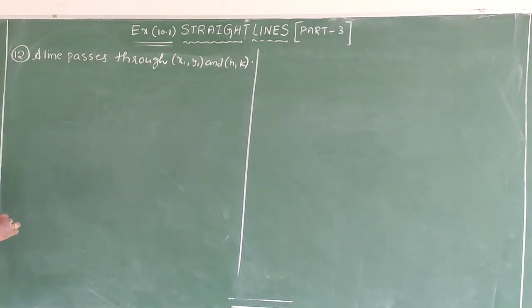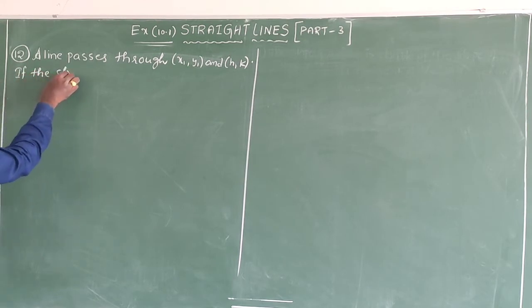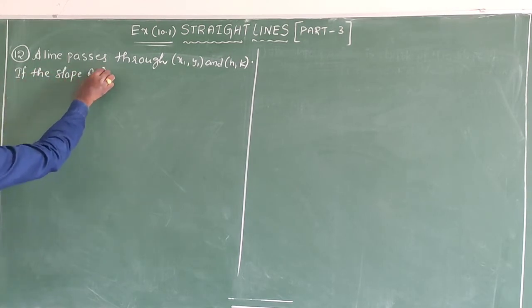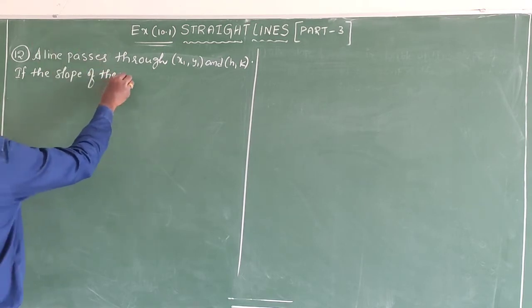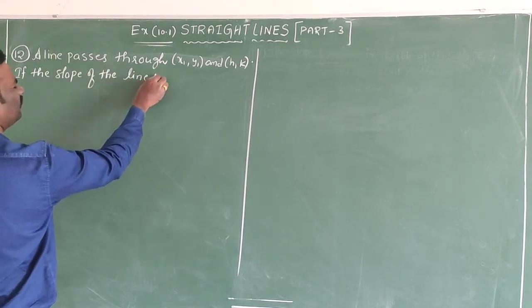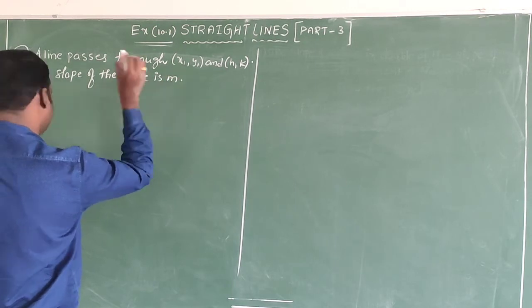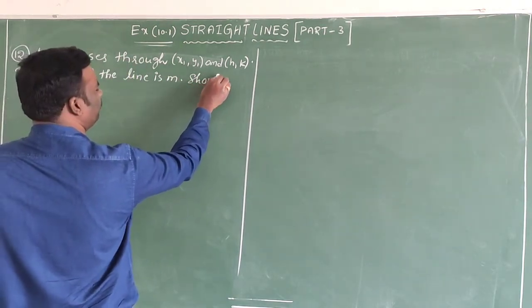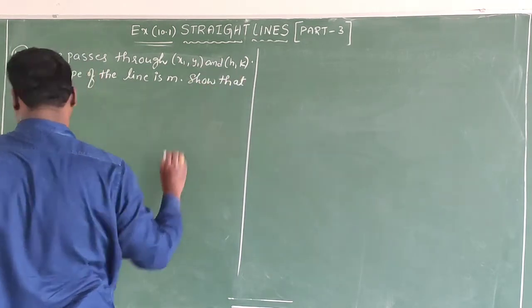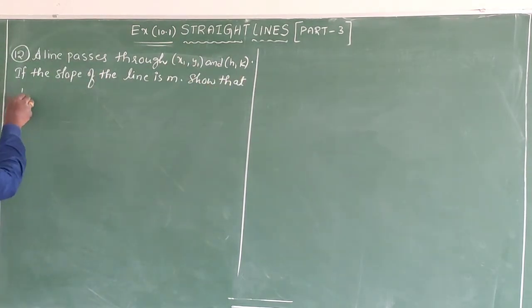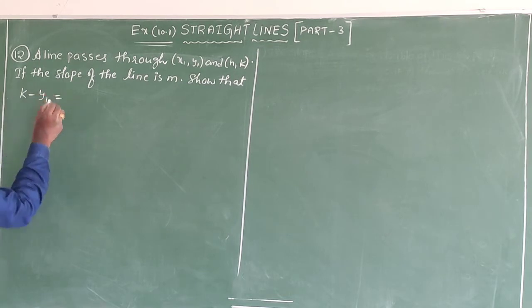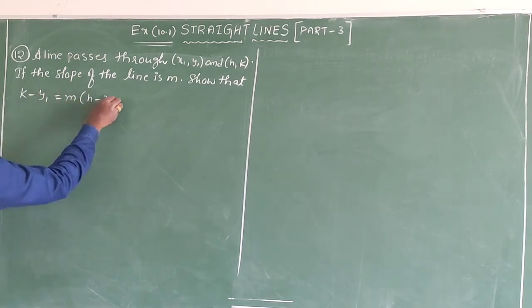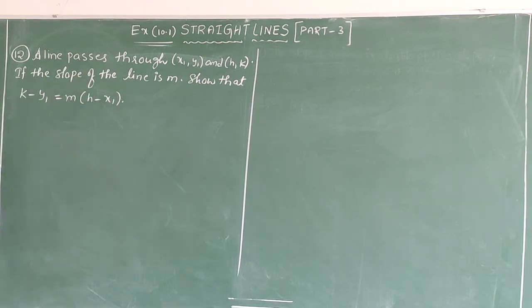If the slope of the line is m, show that k minus y1 is equal to m into h minus x1. Very easy question. Okay.